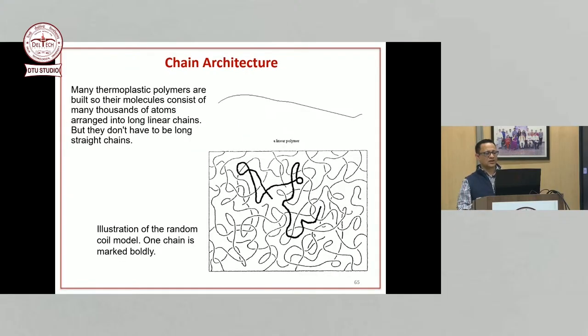Now, polymers you can also think of like these random chains. Thermoplastic polymers are built so their molecule consists of many thousands of atoms arranged in long linear chains, but they don't have to be long straight chains. Like, think of a noodle, right?